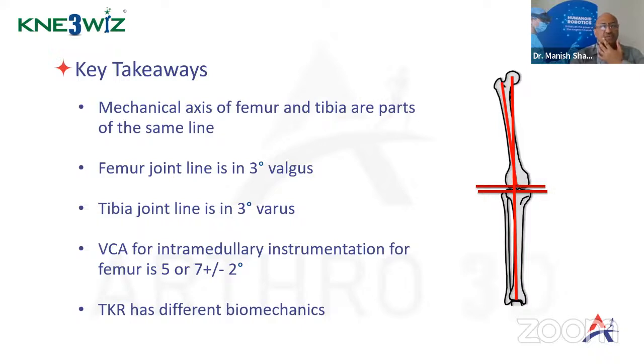So the key takeaways from what we've just seen is that mechanical axis of the femur and the tibia are parts of the same line. Femur joint line is in 3-degree valgus. Tibia joint line is in 3-degree varus. For intramedullary instrumentation, if we are aiming for a perpendicular or mechanical axis, we aim for 5 degrees correction. And if we are aiming to put the femur joint line in 3-degree valgus, we aim for 7.